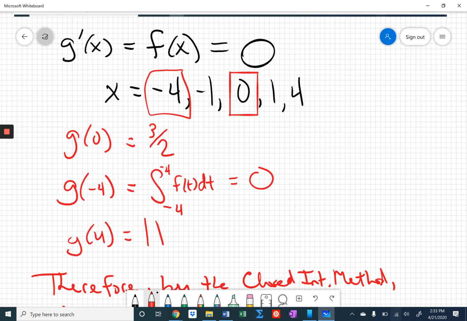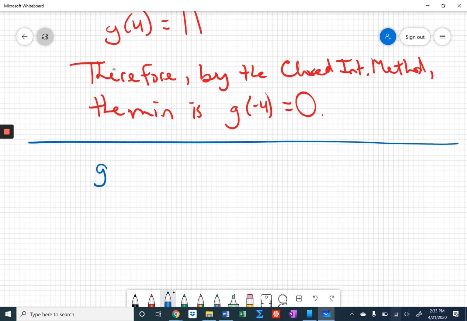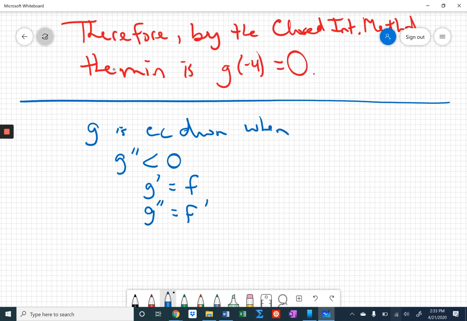This should be such an easy question for us. We've done so many examples like this. G is concave down, is CC down. And most of you understood this when G double prime is less than 0. Now, what is G double prime? We already know that G prime is equal to F. So G double prime is going to be equal to F prime. So I need to figure out when F prime is less than 0.